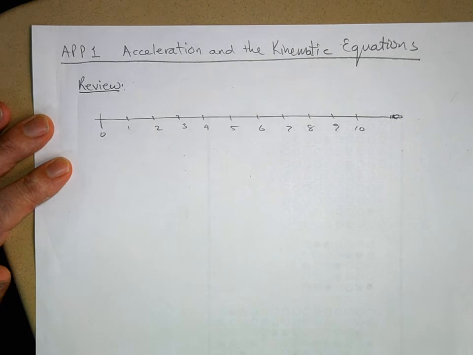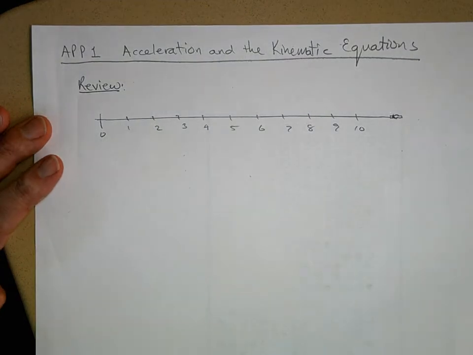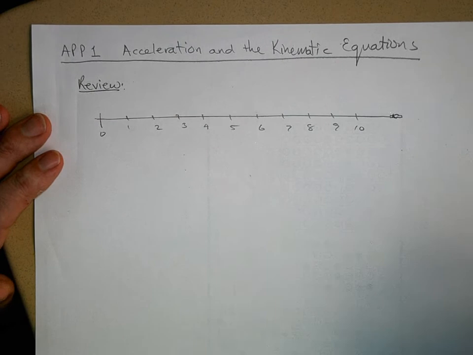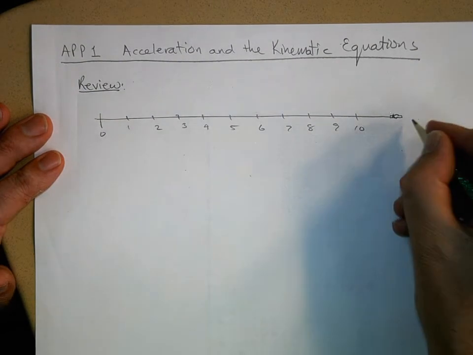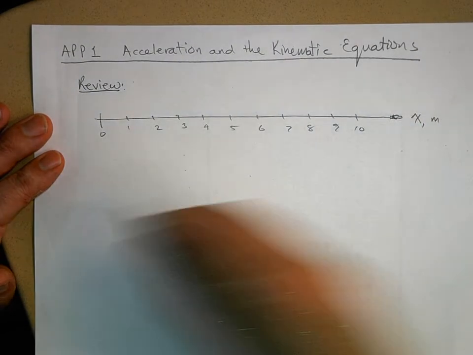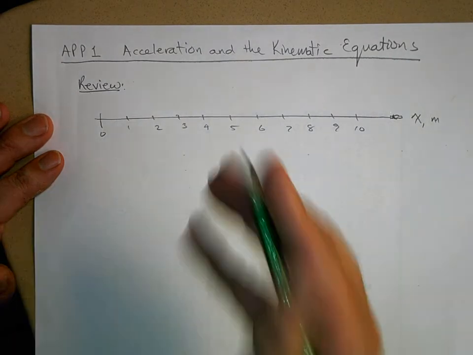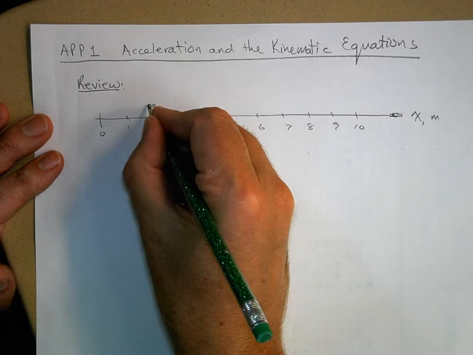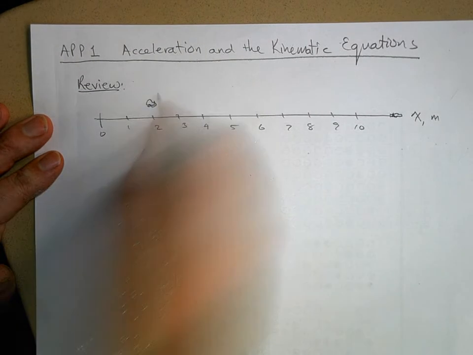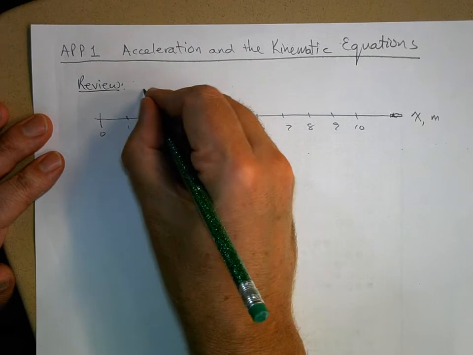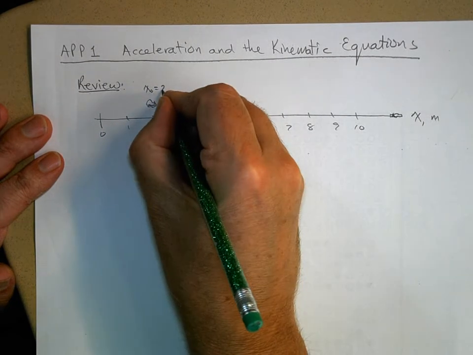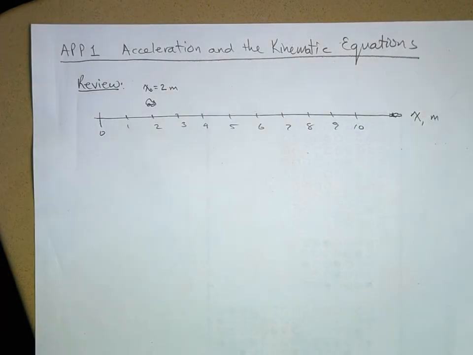And I gave you a starting position, right? I gave you an x naught. That is our position along the x-axis. We define this to be the x-axis. We just said, we're going to call the position on that string x. And maybe your buggy car started right here, and so that was x naught equals 2 meters, maybe.